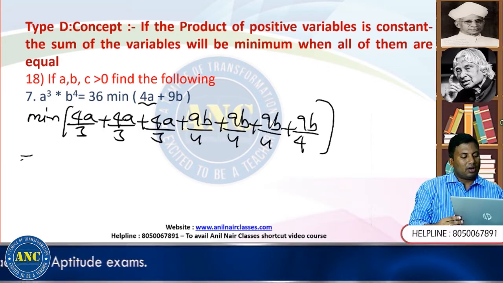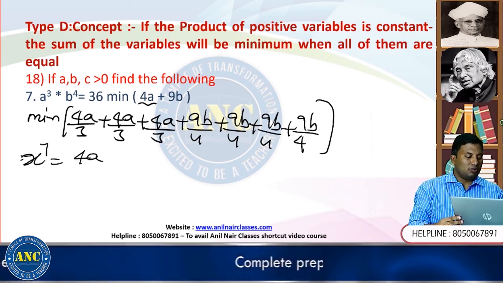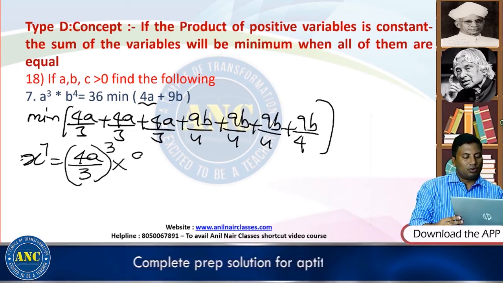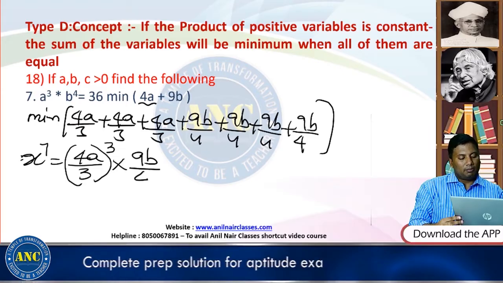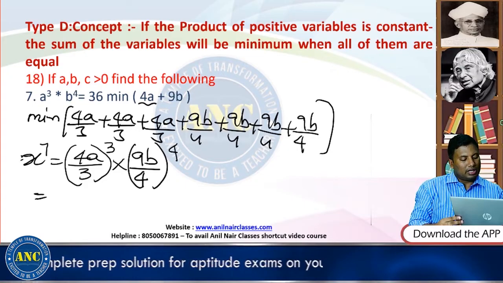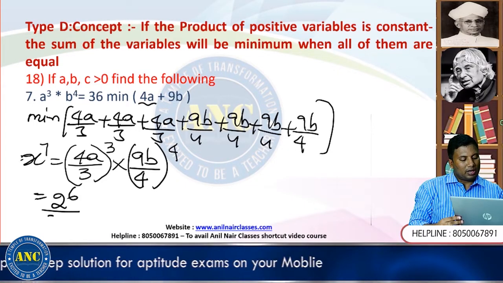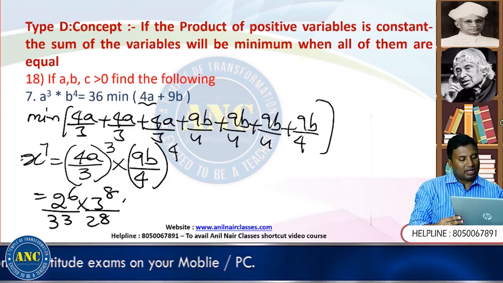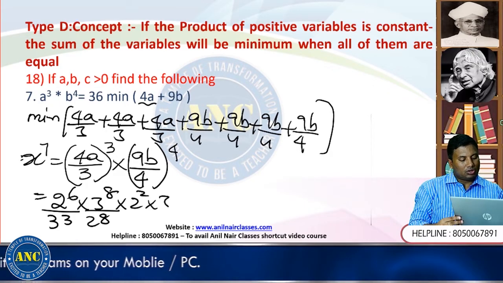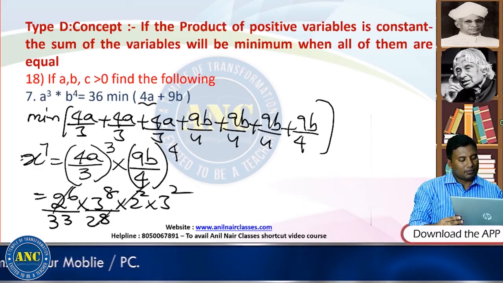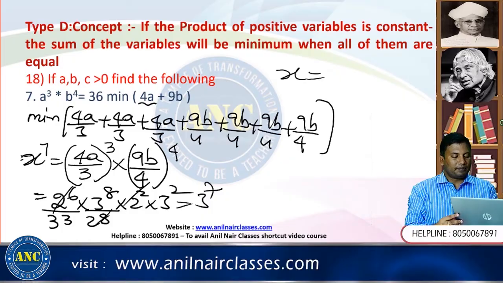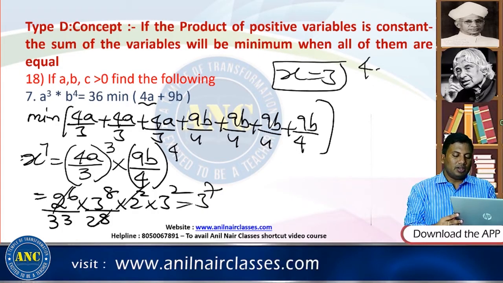If I multiply all this, x power 7 is 4A by 3 into 4A by 3 into 4A by 3, which is 4A by 3 whole cube into 9B by 4 power 4. So it is 2 power 6 by 3 cube into 3 power 8 by 2 power 8 into 2 square into 3 square. So it is 3 power 7. So x is 3.